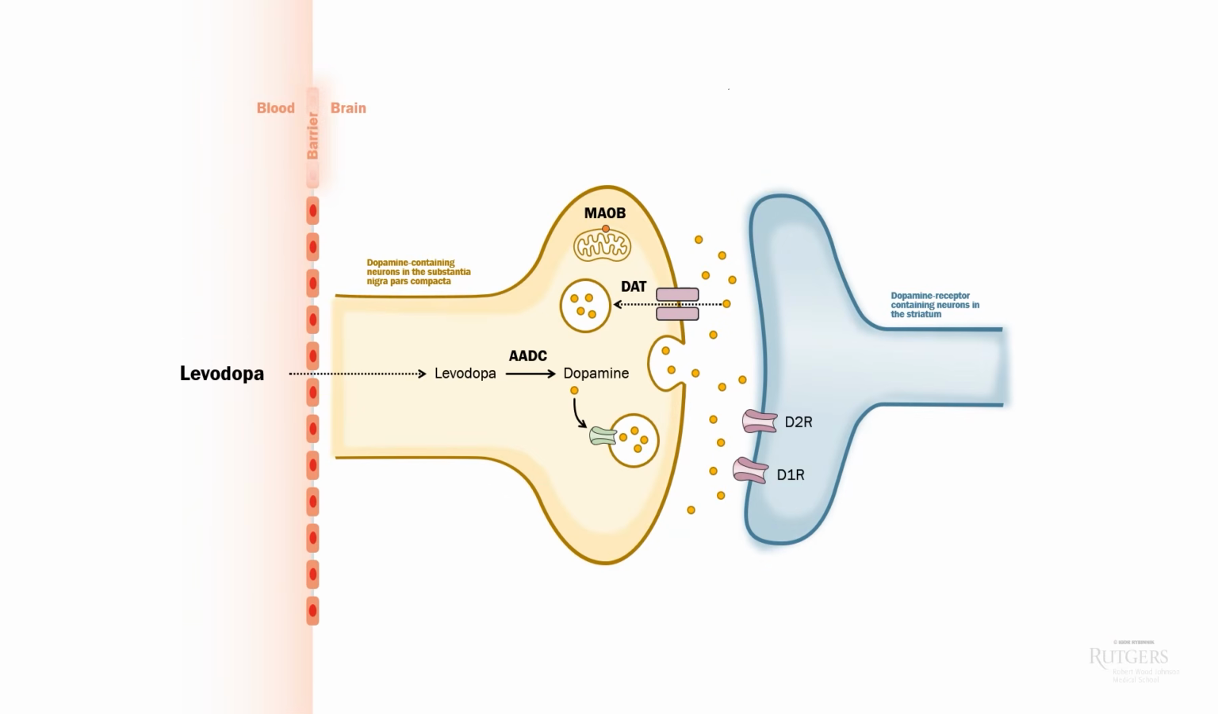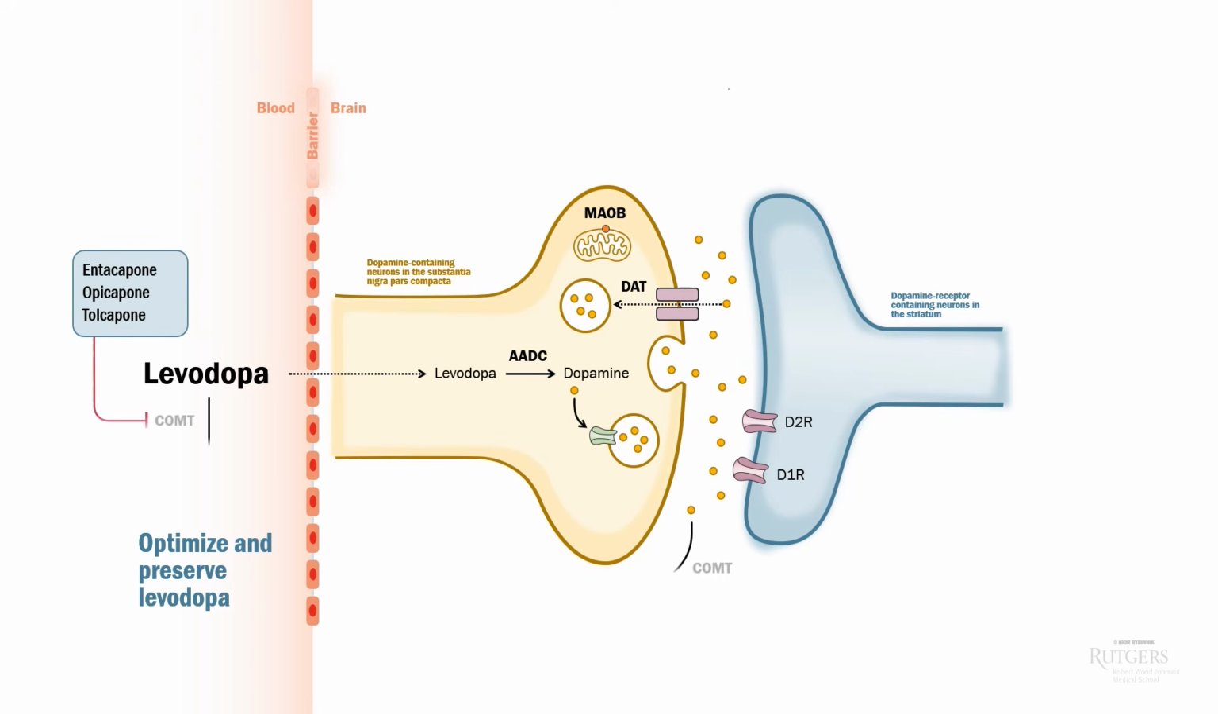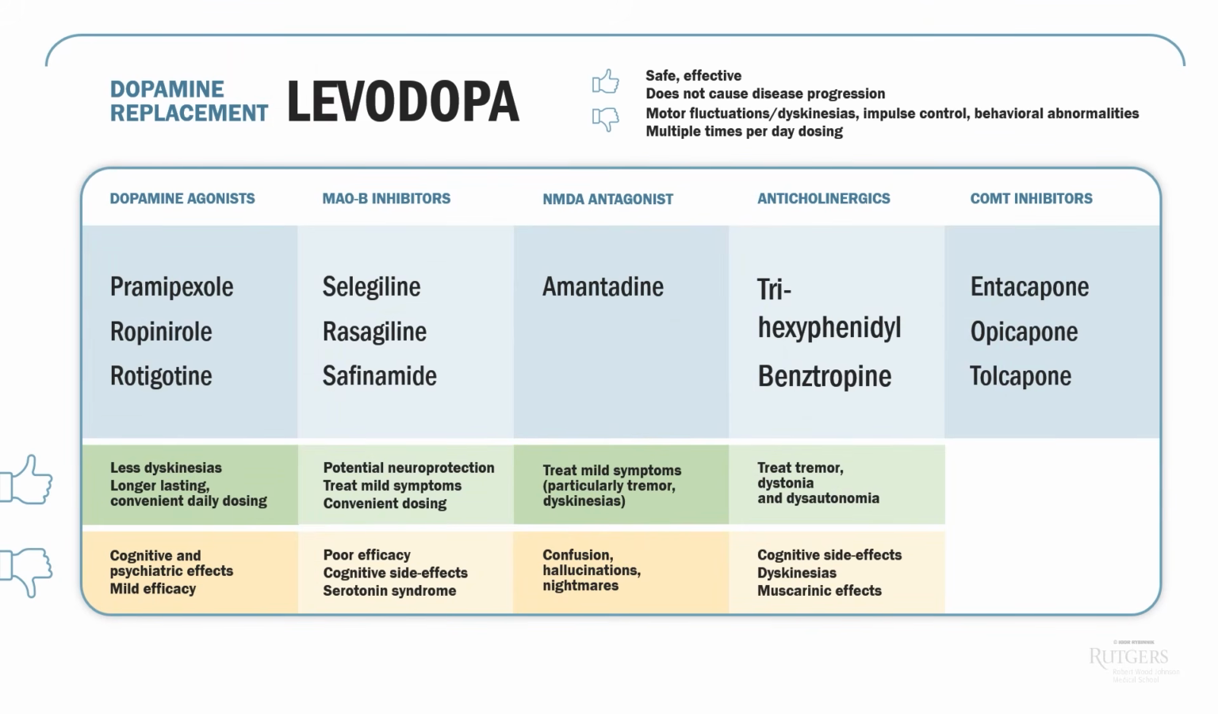Another option to smooth out motor fluctuations is to enhance the plasma half-life and bioavailability of levodopa. This can be accomplished by inhibiting the catechol O-methyltransferase, COMT, enzyme that converts levodopa to 3-O-methyl-dopa. These so-called Capone drugs may improve levodopa's end-of-dose wearing-off time. Unfortunately, in later-stage disease, adding a COMT inhibitor may exacerbate the peak-dose dyskinesias. In such cases, reducing the levodopa dose can be a solution. Also, some of the older Capones have a risk of liver toxicity and severe diarrhea.